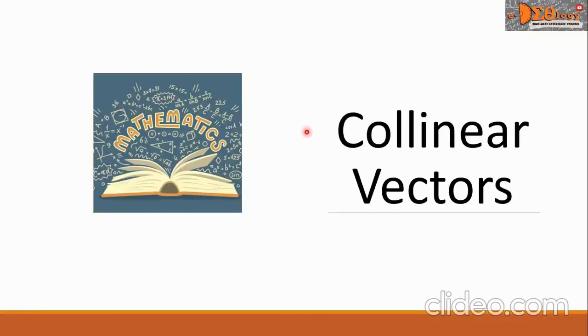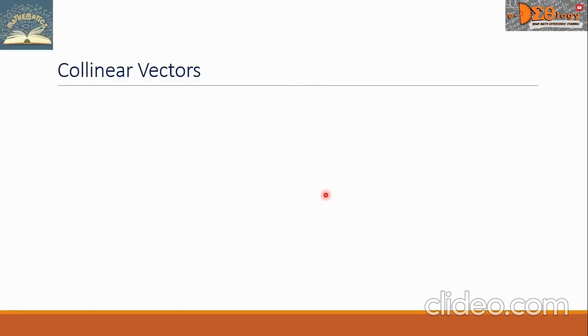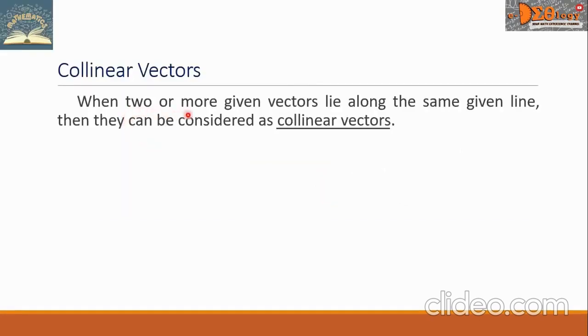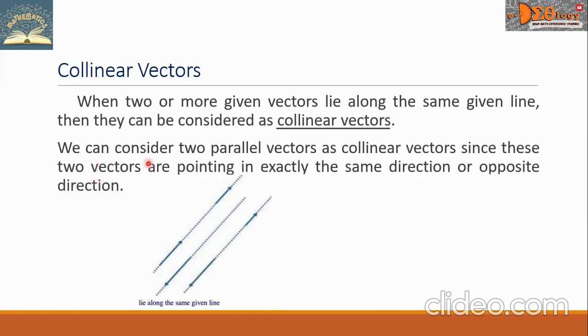Today, we're going to study collinear vectors. When two or more given vectors lie along the same given line, then they can be considered as collinear vectors. For illustration, we have here three vectors. They lie along the same given line. They are collinear vectors.